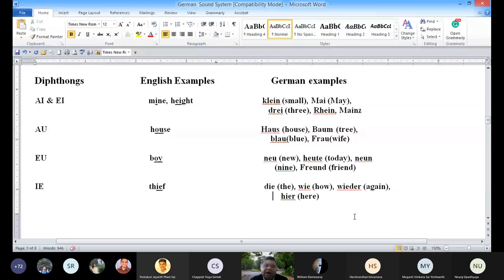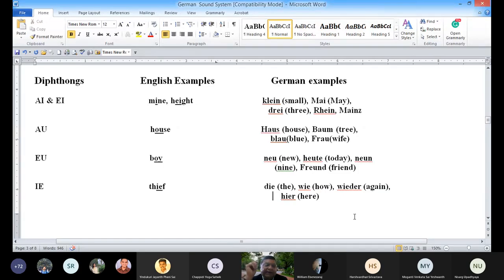And AU is AU, house, similar sound. English, house. In German also we say house, but the spelling is different. In English you have HOUSE, but in German you have HAUS. EU is like boy, toy, oi, you have to pronounce. So NEU, neu, heute, neuen, Freund. Again here D becomes T at the end, so Freund.